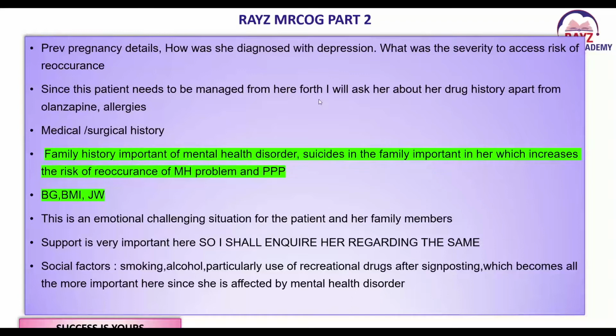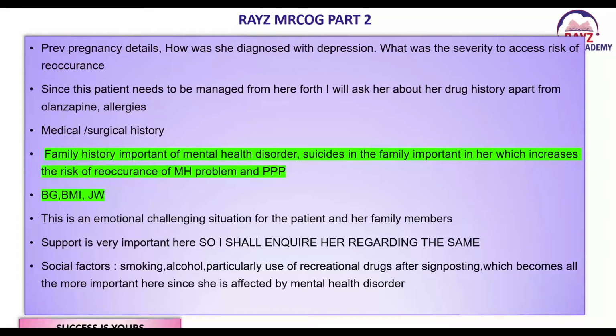Since this patient needs to be managed from henceforth, I would like to ask her the drug history apart from olanzapine, which she was on. And I would like to rule out any allergies if she has. I would like to assess her medical and surgical history also. I would like to know about her family history, which is very important here. Any suicides in the family, any bipolar disorders in the family, which further increases her risk of having mental health problems and postpartum psychosis. I would like to know about her blood group, her BMI, and I would like to rule out that she is not a Jehovah's Witness.